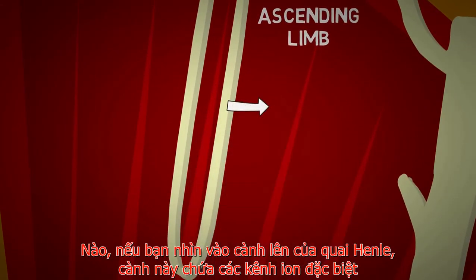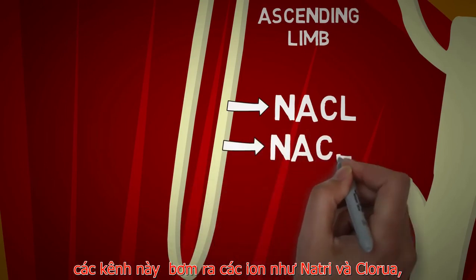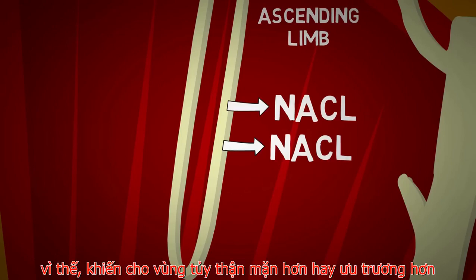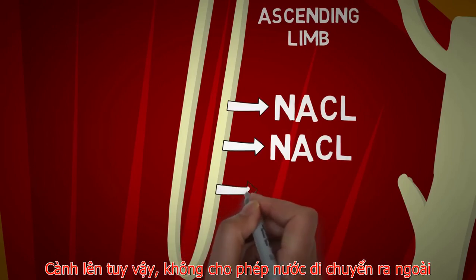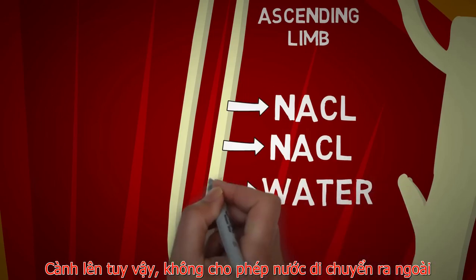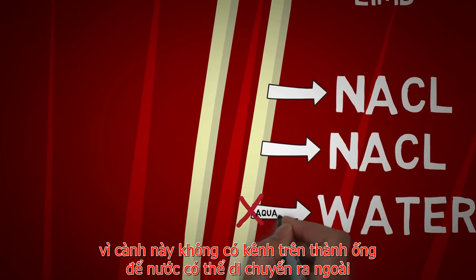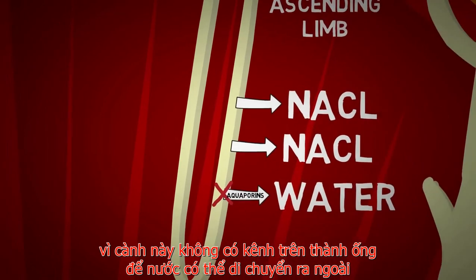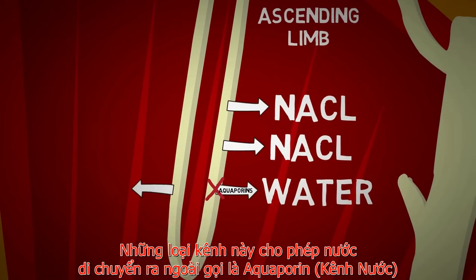So if you look at the ascending limb of the loop of Henle, it contains special ion channels that pump out ions like sodium and chloride, thus making the renal medulla more salty or hypertonic. The ascending limb, however, does not allow water to move out, as it has no channels in its wall that allow the water to move out. These types of channels that allow water to move out are known as the aquaporins.